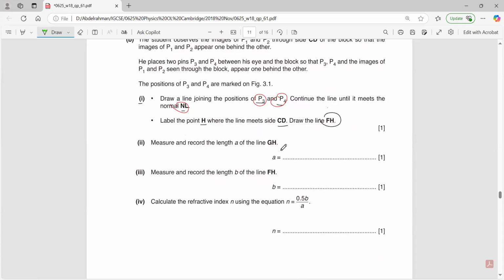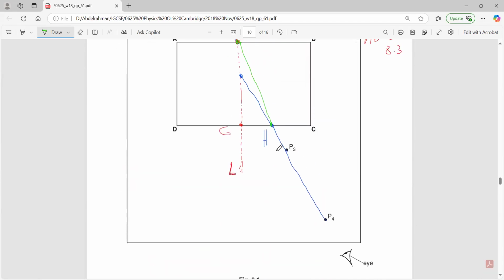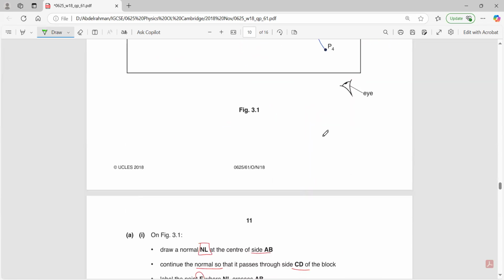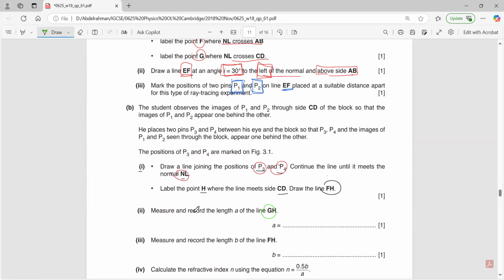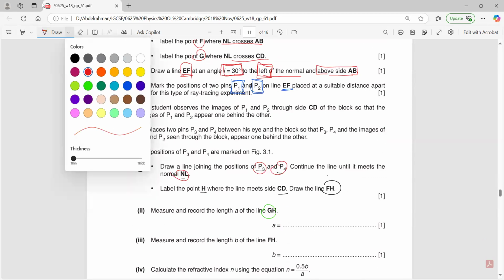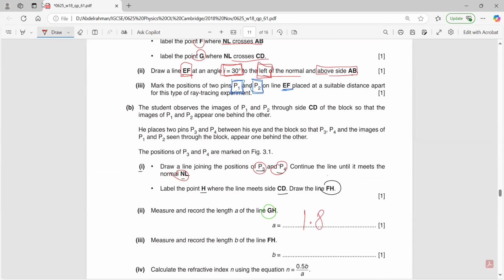Record the length A, which is the line GH. Can you measure the distance between G and H? Yes, I can measure this distance. If you measure the distance carefully, it would be around 1.8 centimeters.